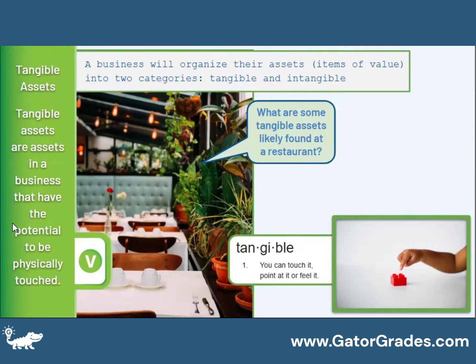What about the lights in the ceiling? Are the lights in the restaurant something you can point at, even if you can't reach them? Could lights potentially be sold for cash? You bet. Lights, chairs, and tables are all tangible assets often found in restaurants.